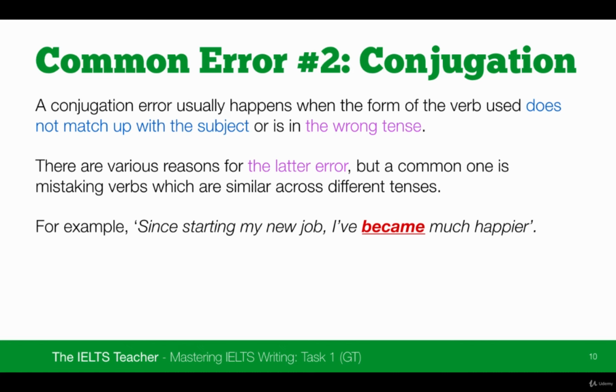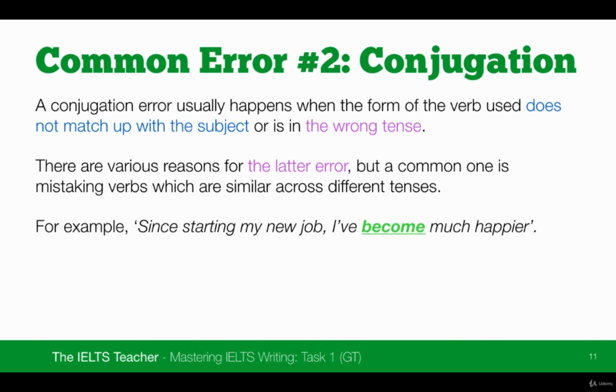Now the other error, the latter error, regards the wrong tense. There are probably a few more reasons why people make such a mistake, but a common one is that sometimes people mistake verbs which are similar across tenses. For example, the verb become. So if we look at this sentence here: since starting my new job, I've became much happier. It's a very common mistake with the verb become. It shouldn't be I've became, it should be, of course, I've become. Became, become.